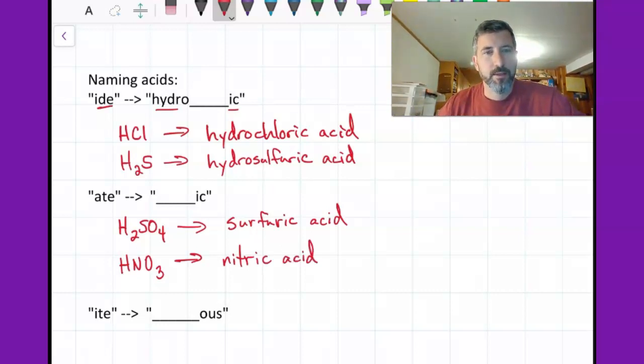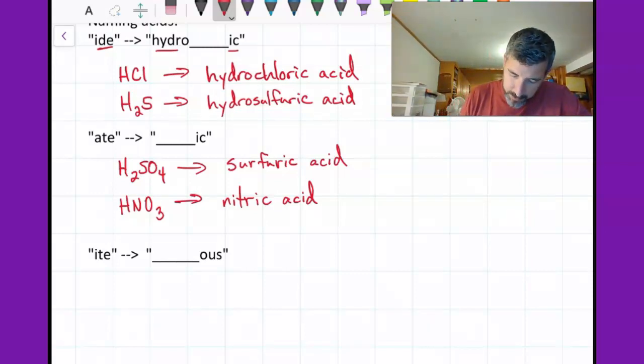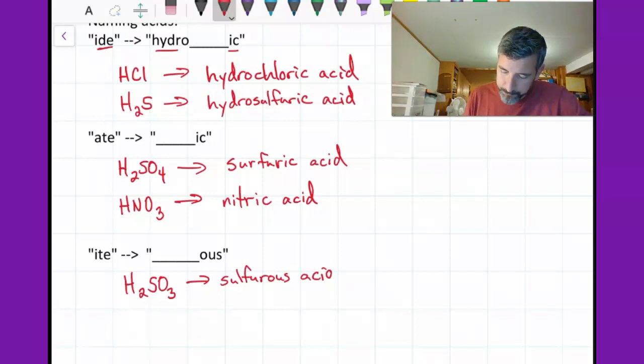Okay. All right, then the last rule, if the polyatomic ion ends in "ite," then you are going to have an "ous" ending. So let's say we had some hydrogen sulfite, SO3 2-, is sulfite. Okay, so that's going to be not sulfuric acid because this isn't sulfate, this is sulfite. This is going to be sulfurous acid.